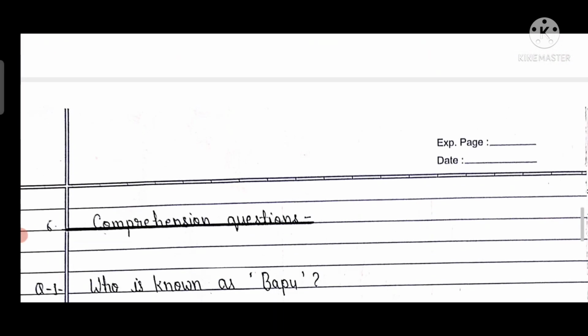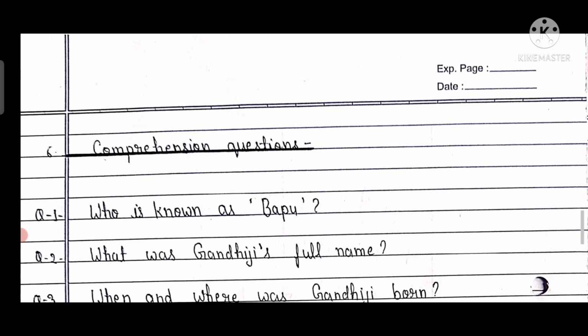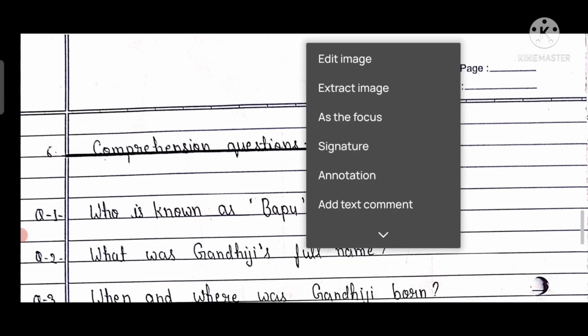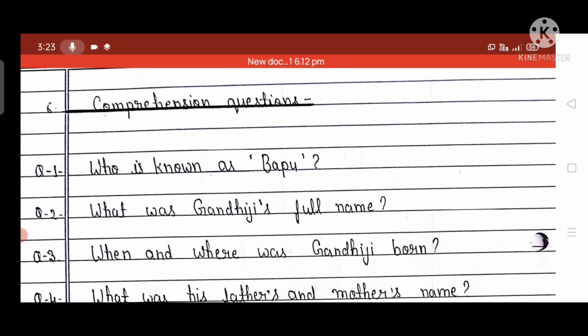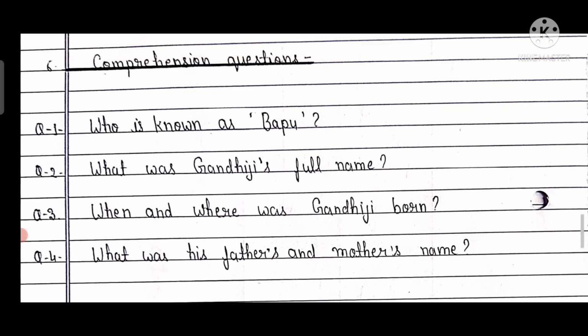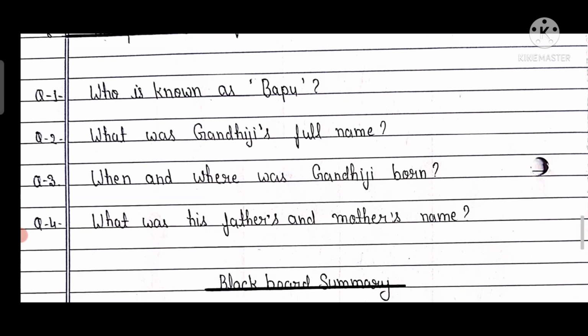After that, comprehension questions. Comprehension questions should be 4 or 5, on the basis of the chapter which is taught in the classroom. So here you will see 4 questions. First question is, who is known as Bapu? Second, what was Gandhiji's full name? Third, when and where was Gandhiji born? Fourth, what were his father's and mother's names?